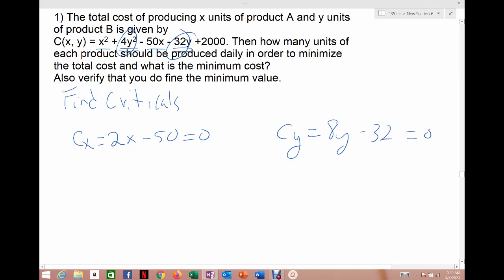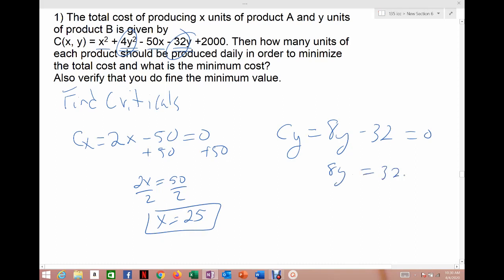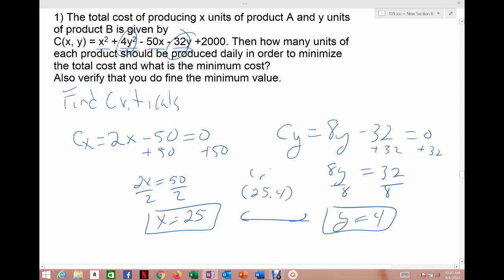This is the simple case where it's just simply solve for x, solve for y in each individual equation. So we'll do that. This one I'm going to solve for x, so I get 2x equals 50. My x value is 25. And my y value is 4. Alright, so there's my critical value: 25, 4 is the critical point.